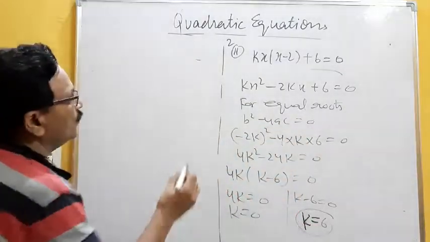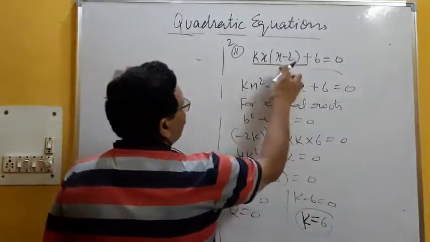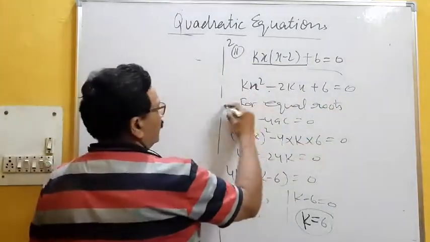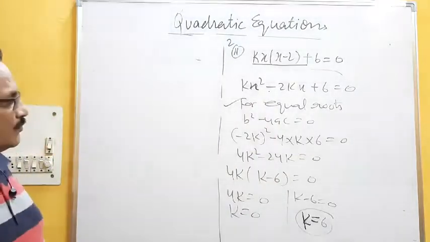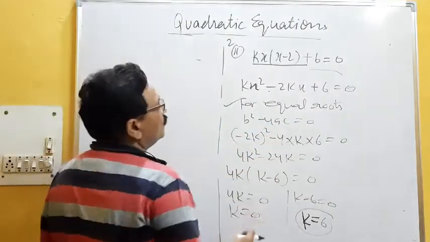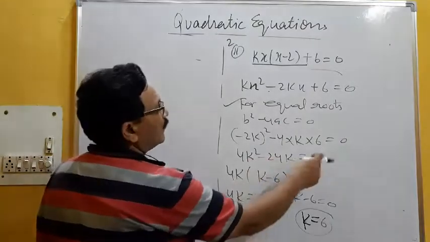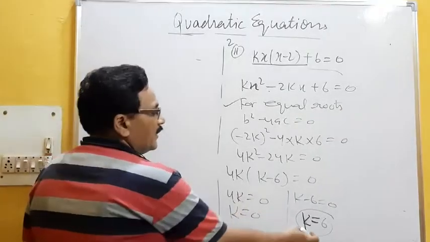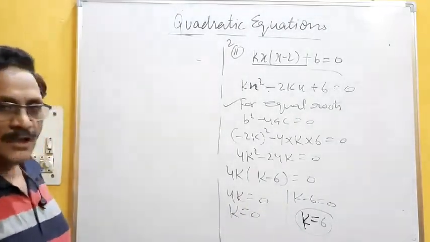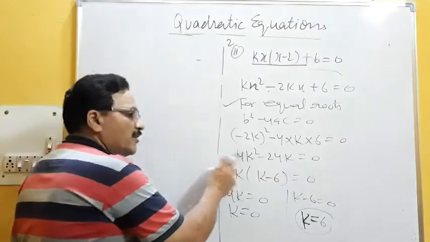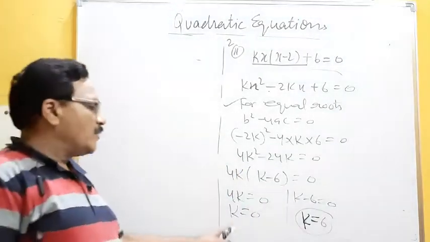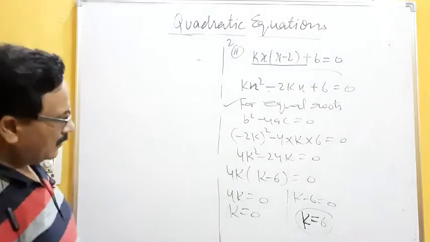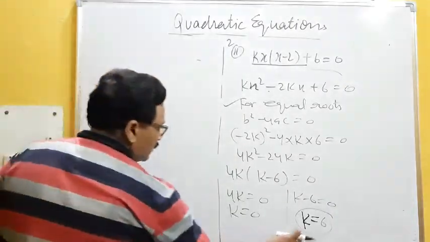Again I am explaining you. First you open this bracket, multiplying kx, kx square minus 2kx plus 6 is equal to 0. The condition for equal roots is b square minus 4ac is equal to 0, 4k square minus 24k is 0, then take common 4k, k minus 6, k is equal to 0 here and k is equal to 6. You may ask one question, sir, can we solve by quadratic formula? No problem, you can. Then again you will get the same two values, k is equal to 0 and k is equal to 6. You can try. 100% you get the two values.